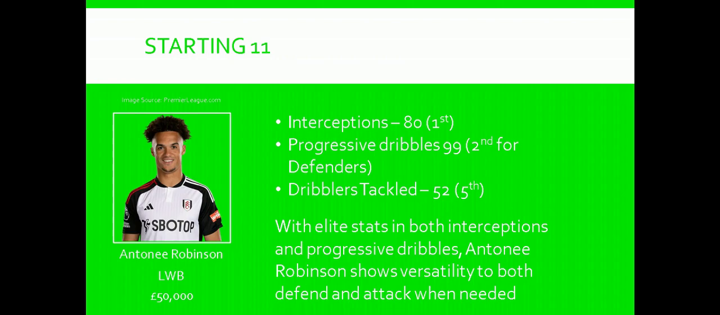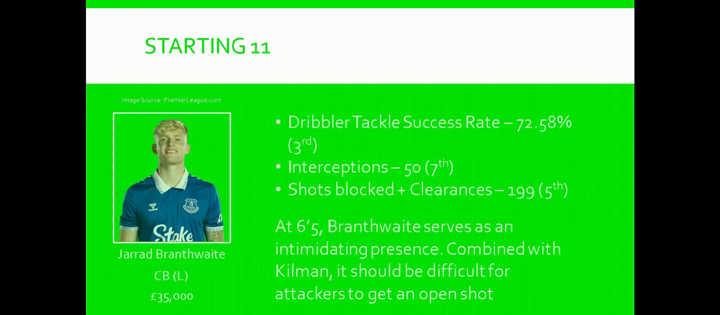Left centre-back, we've got Jared Branthwaite. He's really good at tackling people. He's got a success rate of 72.58, which is 3rd in the league. Interceptions, he's got 50, which is 7th. And shots blocks and clearances, did 199, 5th in the league. Also 6'5", a big, intimidating presence to get the ball out of the box, combined with his other centre-backs, should be quite difficult for attackers to get open and stay in the box.